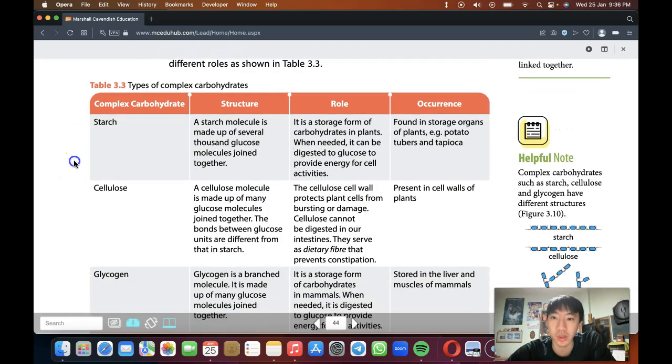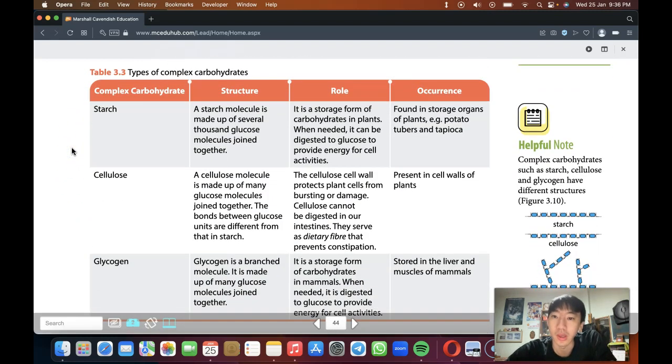Let's talk about starch. A starch molecule is made up of several thousand glucose molecules joined together. Okay, over here you can see a molecule of starch. It's basically just like a long chain of glucose molecules. It's not all straight. Sometimes it's actually branched out a bit also. But yeah, in general, it's just a chain.